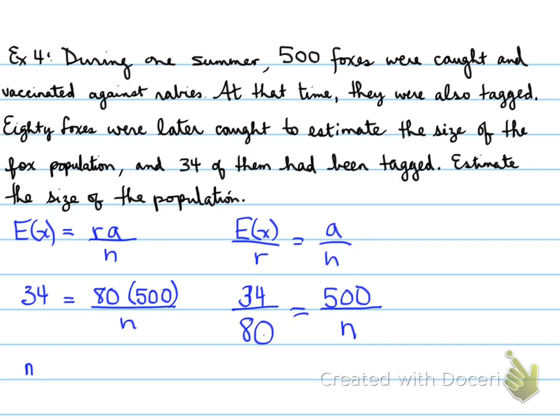We do not know what the total population of the fox is, but we can gather it from the information that we have. 34 out of a sample of 80 was caught. 500 we know were tagged. So how many foxes do we have in this population? Well, folks, cross multiply and solve, and you have an n value of about 1,176 foxes in this population.